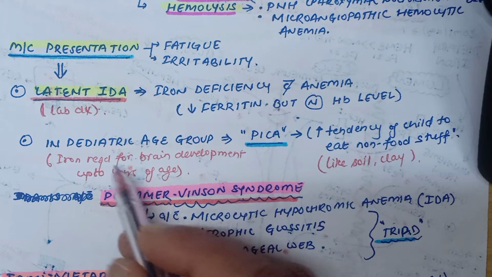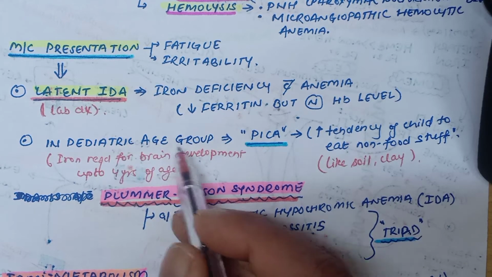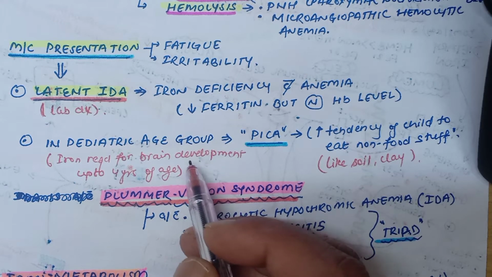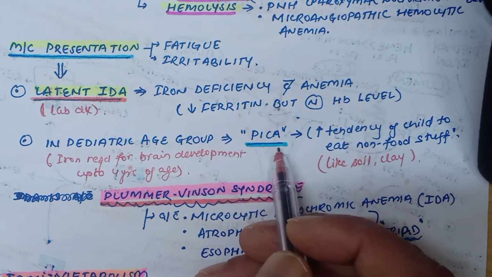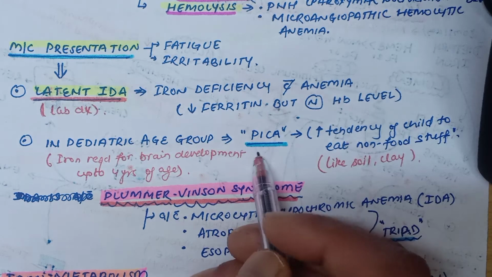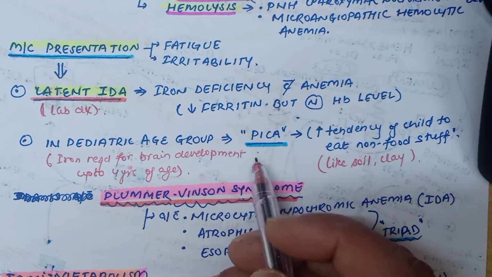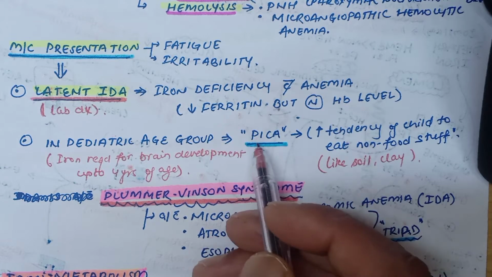Iron is required in pediatric age group for brain development up to 4 years of age. So in this patient, you will see pica, that is increased tendency of child to eat non-edible stuff like soil, clay, etc. So this is pica.